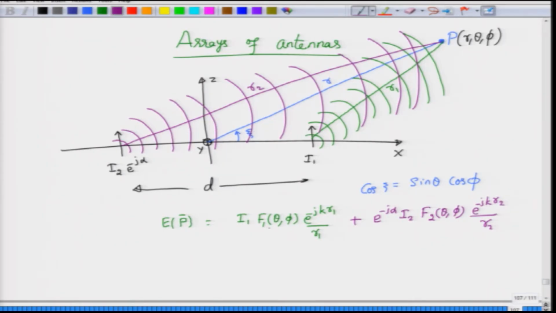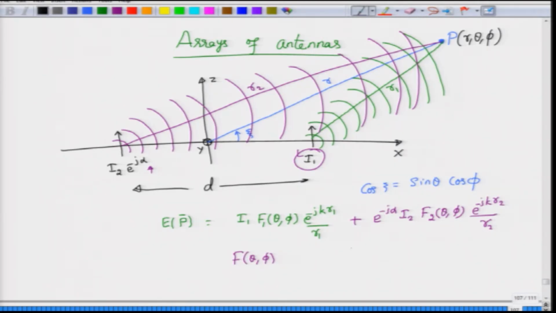What is F1 of theta phi and F2 of theta phi? These are the antenna patterns. So, they could technically be any different type of antenna. For example, this could be a loop antenna, whereas this could be a short dipole antenna, but what we will assume is that F of theta phi for both antennas would essentially be the same.